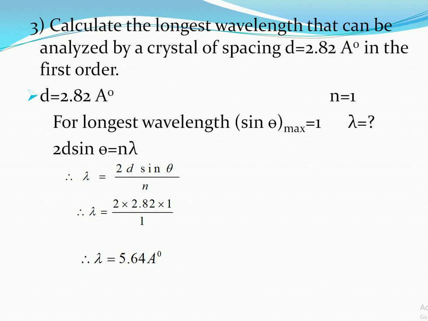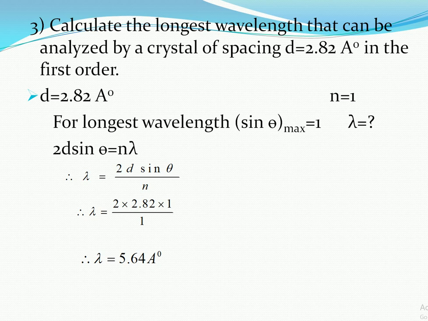Next numerical: calculate the longest wavelength that can be analyzed by a crystal of spacing d is equal to 2.82 Angstrom in the first order. In this numerical, d is equal to 2.82 Angstrom. The first order is there, so n is equal to 1, and for longest wavelength sin theta will be maximum and is equal to 1, and we have to calculate the value of lambda.